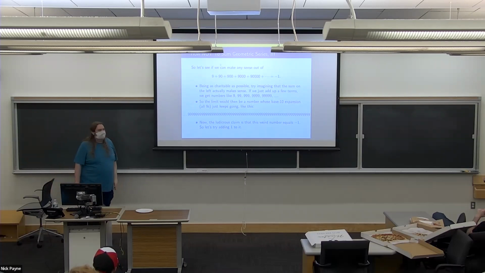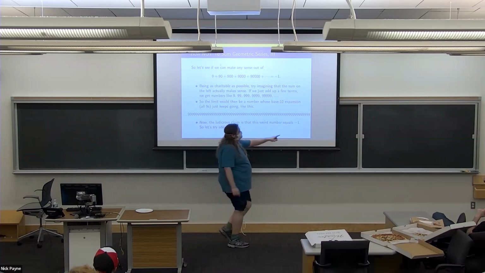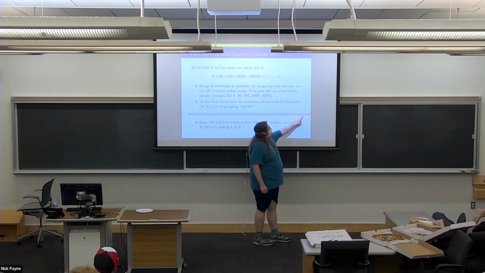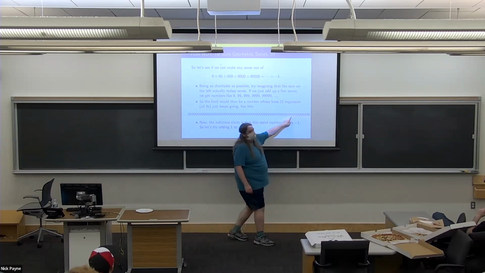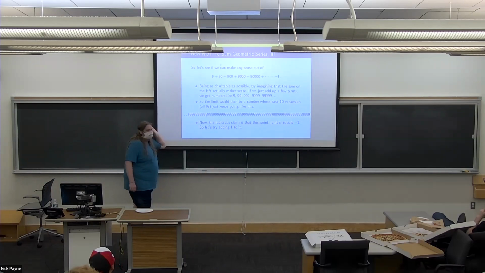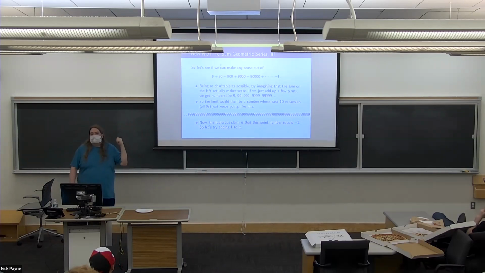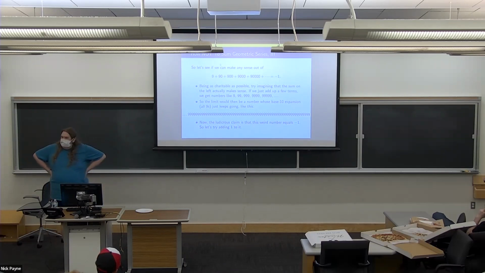For emphasis, it starts over here. Units digit, 10, 100, 1,000, 10,000, 100,000, right? Just nines, going on forever to the left. So the ludicrous claim is that this number is equal to -1. Well, how do you tell if a number is -1?